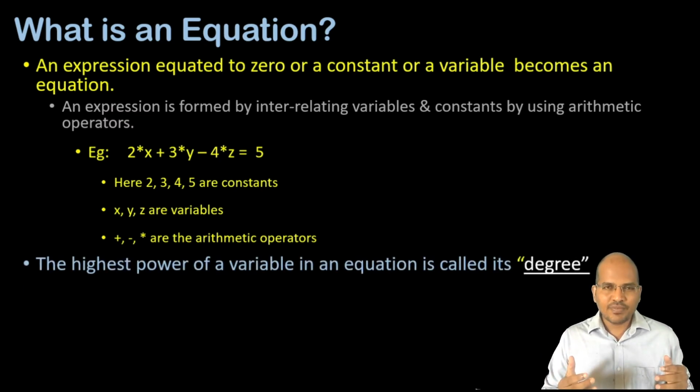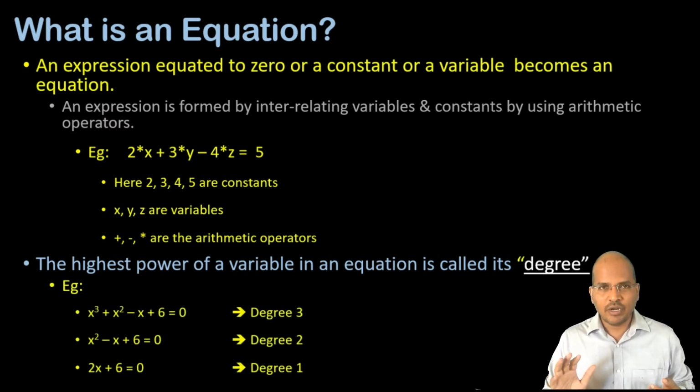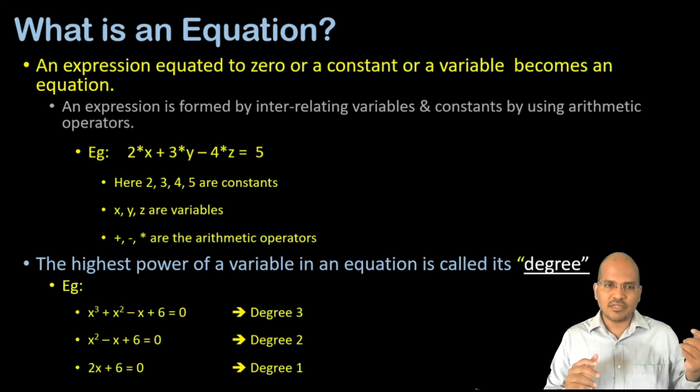Now what is degree? In an equation you have a set of variables and those variables will have exponents. So the highest exponent of a variable in an equation is called its degree. Now let us see some examples. For example, I got x cube plus x square minus x plus 6 is 0. So you find the exponent of x as 3, 2, 1. Now the highest power is 3, hence the degree is 3.